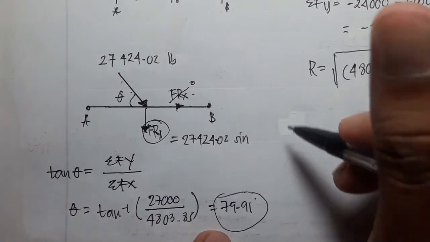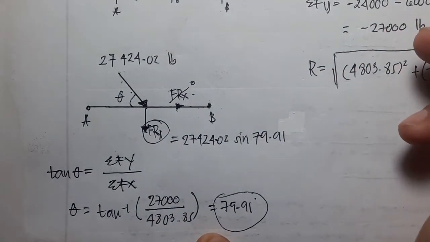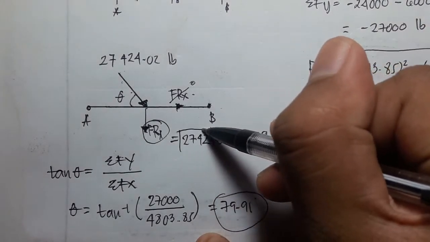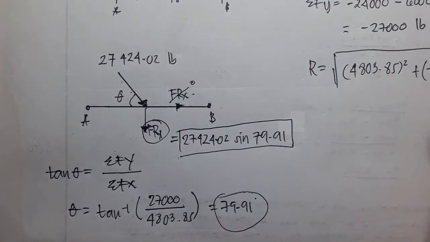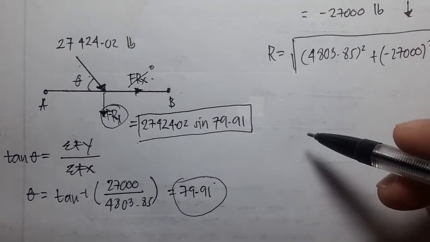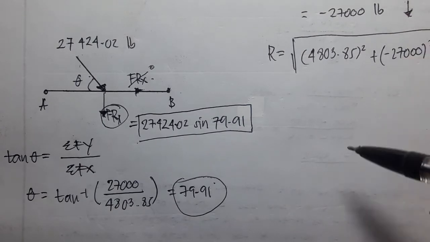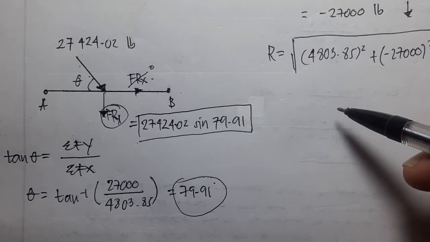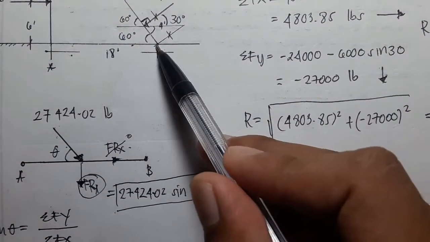So sine of 79.91. So this is the force that we will include in our moment. But first we would like also to find the moment in this point, right?